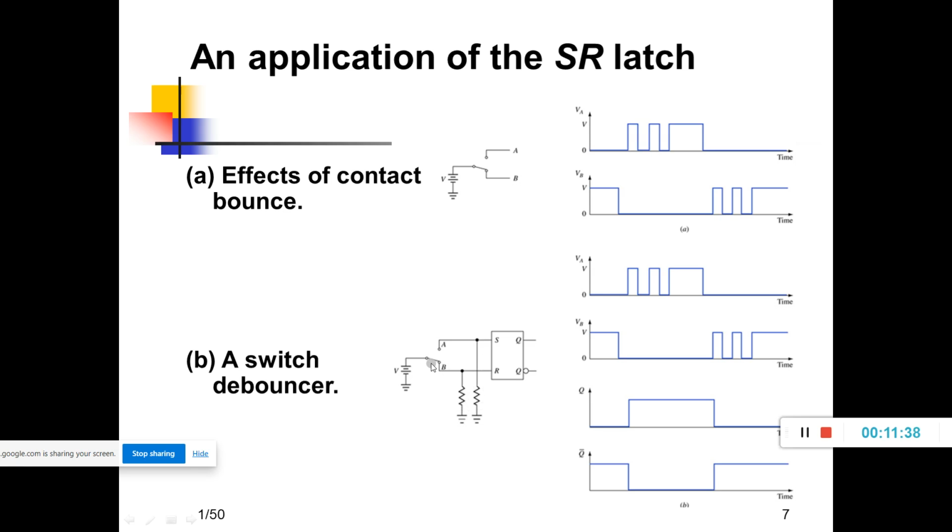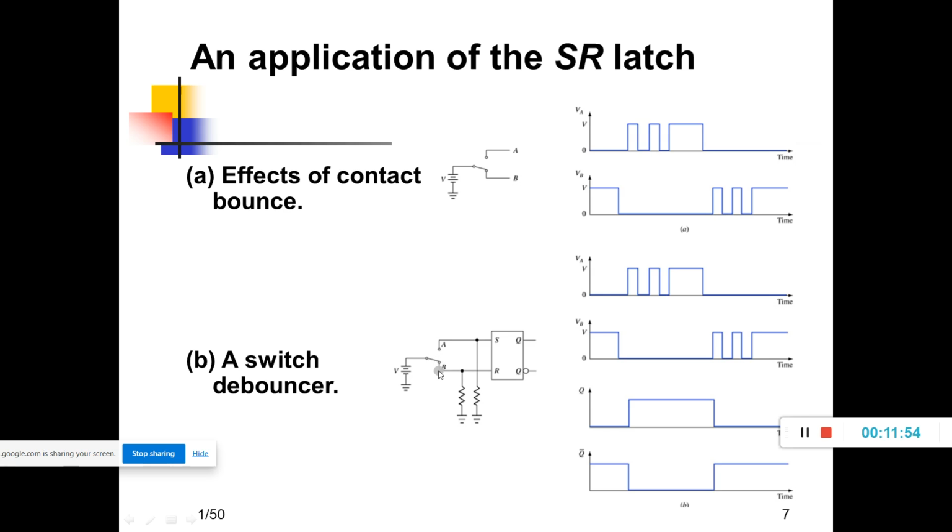Whenever the center contact is moving from B to A, due to the pull down resistors connected to this S and R, they will be in the reset state. They will be at the ground state. Okay, so contact bounce is eliminated.